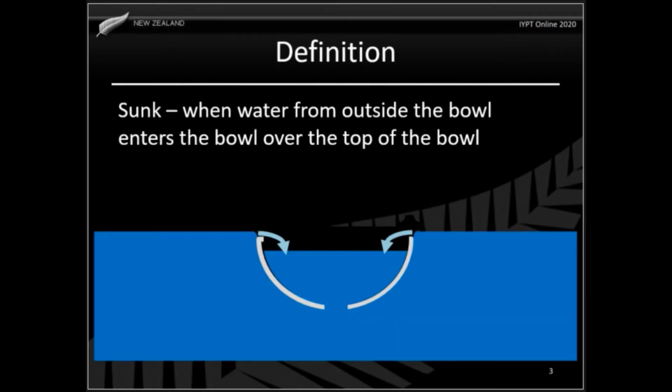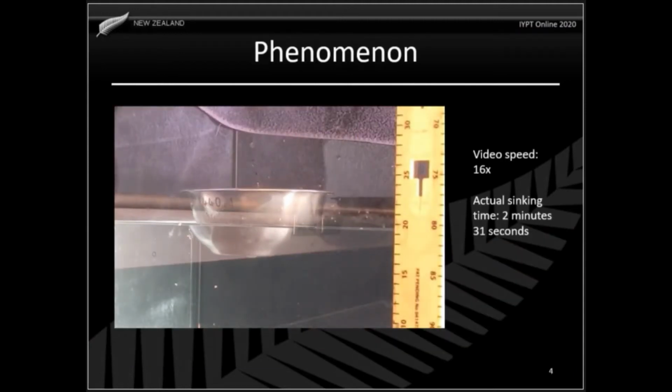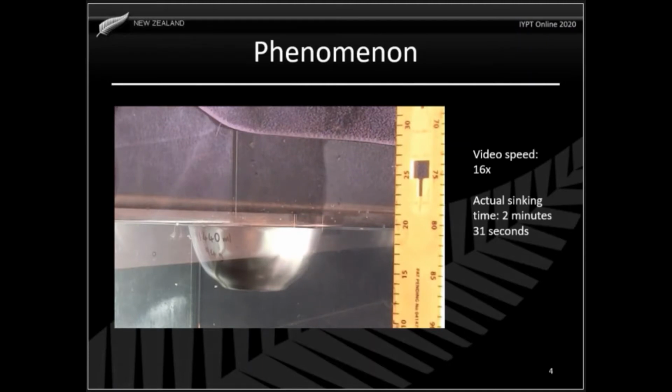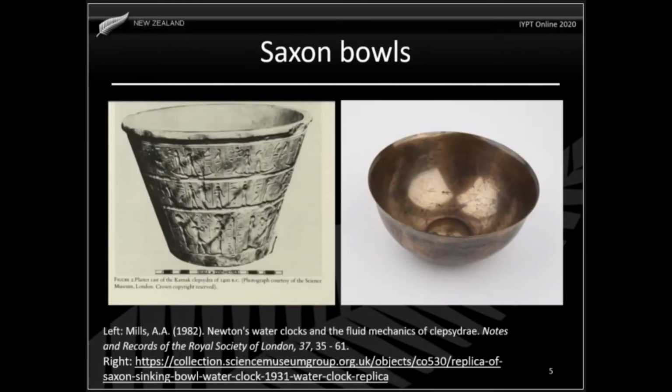First, a definition. The bowl has sunk when water from outside the bowl enters the bowl over the top of the bowl. This is a sped up video of a bowl sinking. The actual time to sink was 2 minutes and 31 seconds. Using bowls and water as a timing device started around 3,500 years ago, with the first appearing in Egypt.